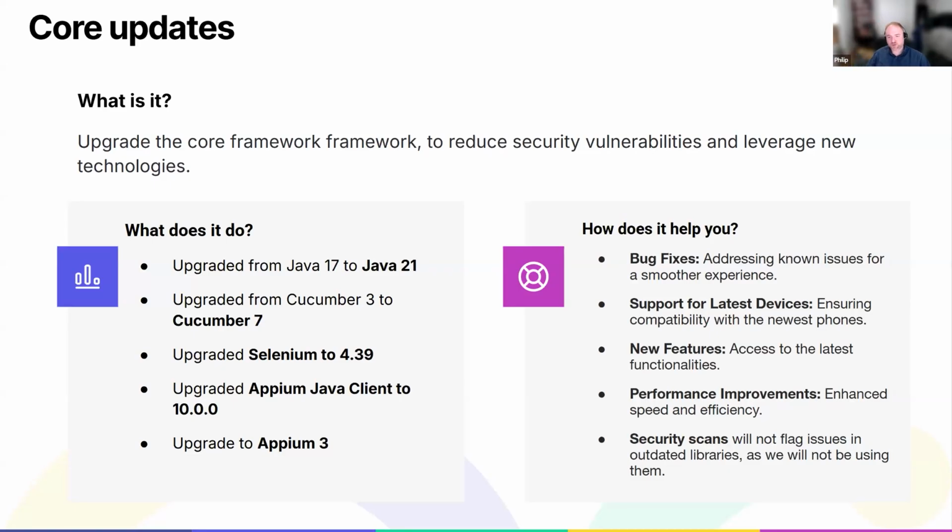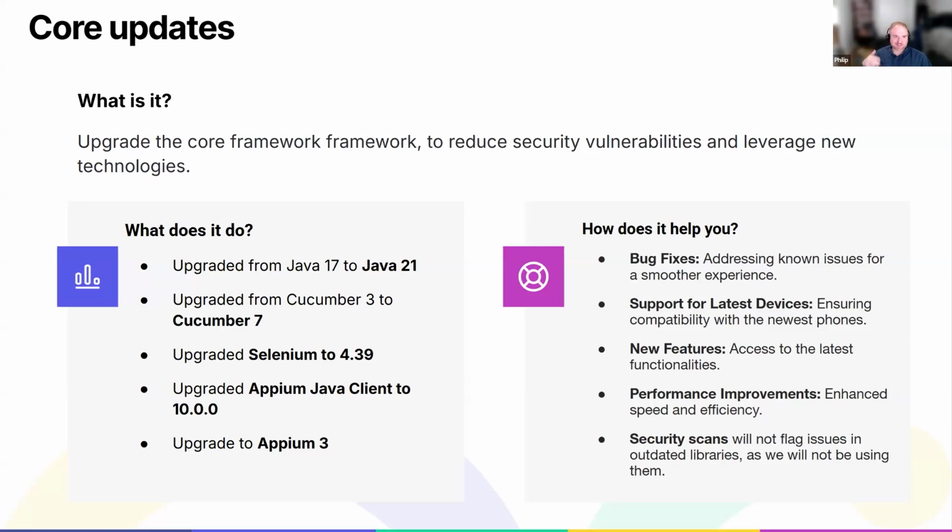We also upgraded Cucumber 3 to Cucumber 7, bumped up the Selenium and Appium Java clients. And if you're using mobile, like a local emulator, you will need to upgrade to Appium 3. If you're using a third party or like Test Cloud, you don't need to upgrade Appium. That's taken care of by the Java client. It's a hosted Appium, right? So those are the items.